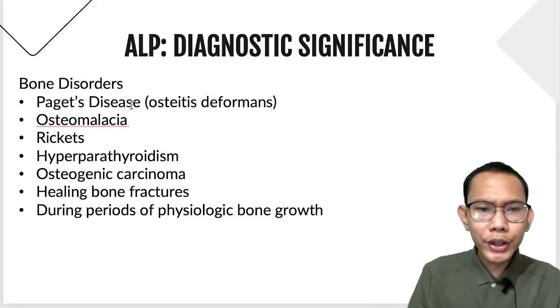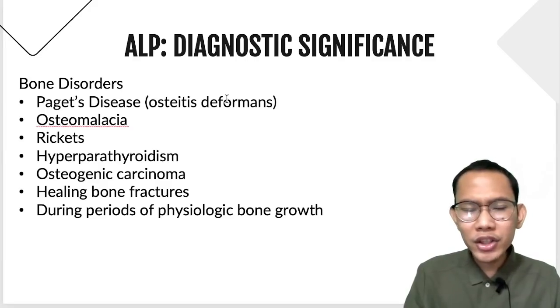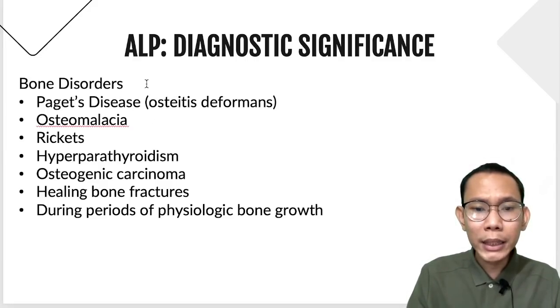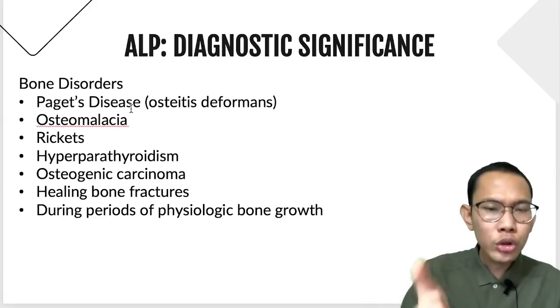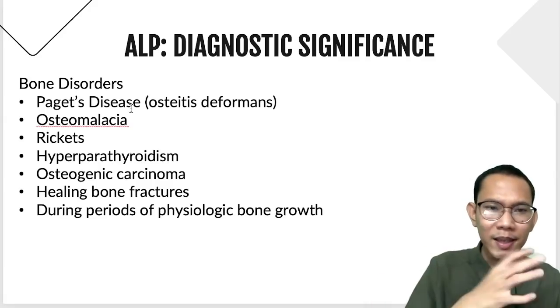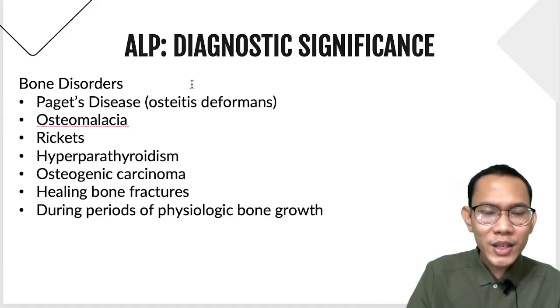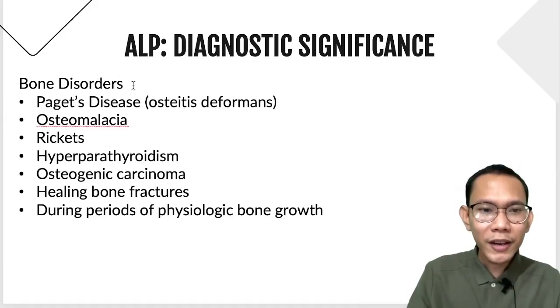So, other disorders, we have your Paget's disease or your osteitis deformans. Ano yung Paget's disease? This is a localized disorder sa ating bone that typically begins with an excessive bone resorption followed by an increase in bone formation. So, therefore, may destruction, excessive ang destruction. And later on, excessive naman ang formation. So therefore, there is already a disorganized bone matrix. So therefore, ito yung tinatawag natin na Paget's disease. And will that cause now the increase of your ALP?